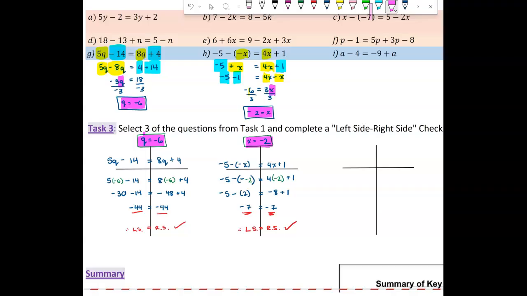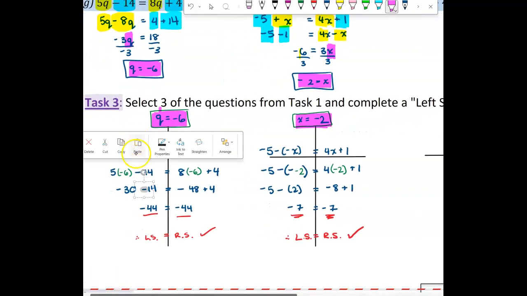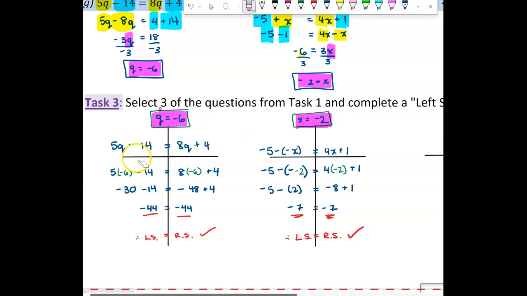Well, I rewrite the original equation down here, and I'm going to draw this line right in the middle down the equal sign. And instead of doing all this procedure that we did earlier, which is to solve and find out what q is, I already know what q is now. So all I'm doing is just checking to see if the left side equals the right side.